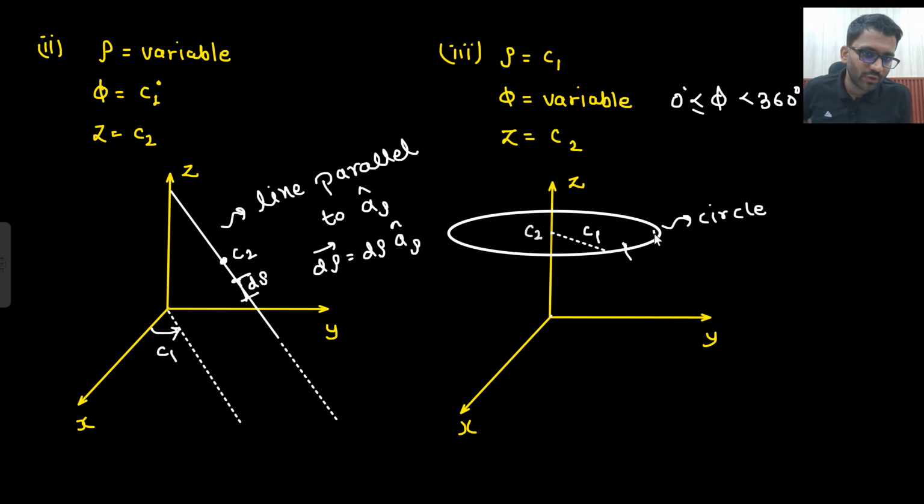What will be this length? What do you think? If I call C1 as rho, and I take a small length here, what will be this length? Curved length. If this angle is some phi, what will this angle be? Phi plus d phi. Curved length.